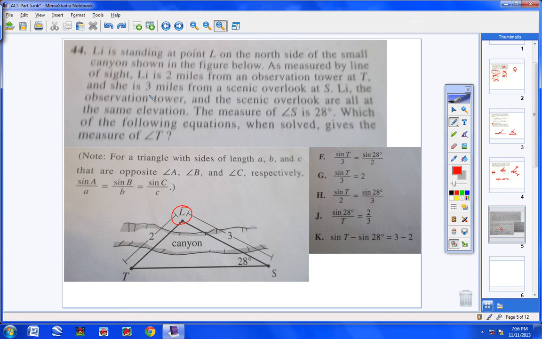Lee, the observation tower, and the scenic overlook are all at the same elevation. The measure of angle S is 28 degrees. Which of the following equations, when solved, gives the measure of angle T?